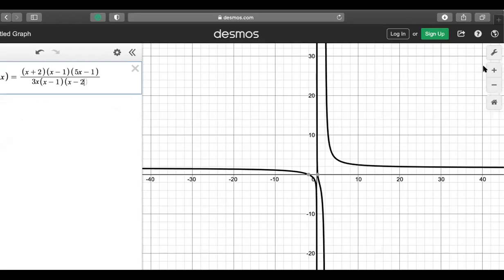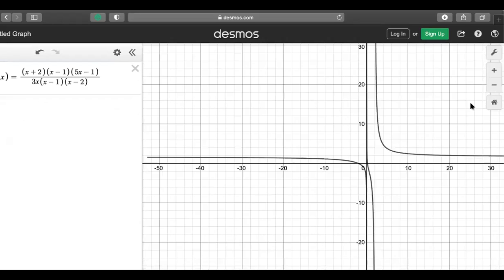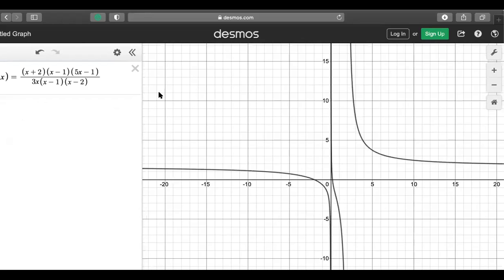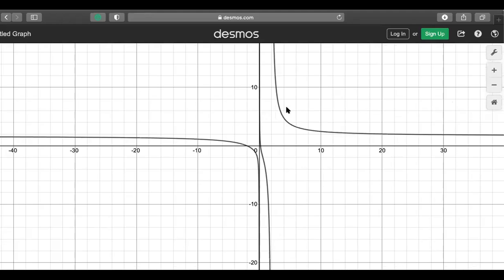Let's see if we get some asymptotes where we expected. We expected an asymptote at 0, and this looks like an asymptote, like what we were expecting right here. Then we have something right here that looks like an asymptote.